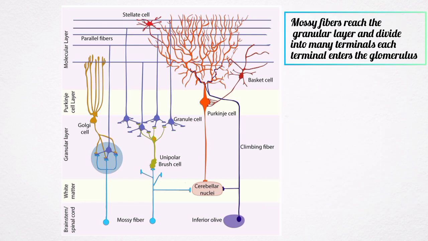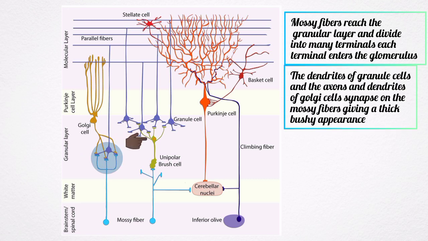Now, mossy fibers reach the granular layer of the cerebellar cortex and divide into many terminals. Each terminal enters a special structure called the glomerulus and ends in a large expanded structure that forms the central portion of the glomerulus. The dendrites of granule cells and the axons and dendrites of Golgi cells synapse on the mossy fiber, giving a thick bushy appearance.